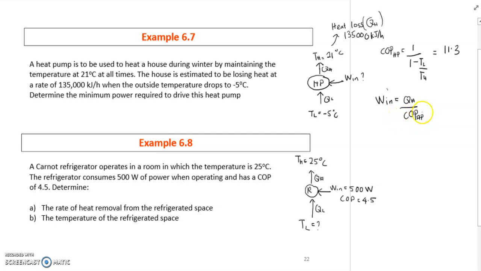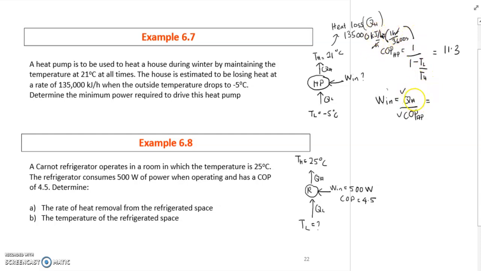Now you already have your COP value, and the question already gives you the QH, so you can calculate W in. Since this is in kilojoule per hour, you need to convert it to kilowatt. It's per hour, and 1 hour equals 3600 seconds. So you divide 135,000 by 3,600 seconds to get kilojoule per second.